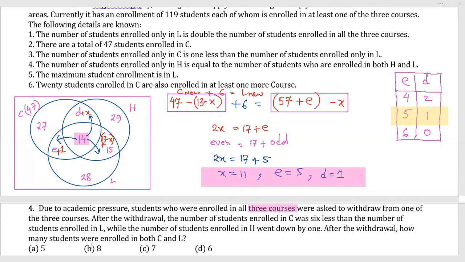This is the final statement: after the withdrawal, how many students were enrolled in both C and L? Both C and L we now need to find. In this zone, it should be E plus 1 as our answer. What is the E value I have received? 5. 5 plus 1 is 6. So the answer will be option D. So both of the extra conditions for questions 3 and 4 are the same, and we can get both answers from here.